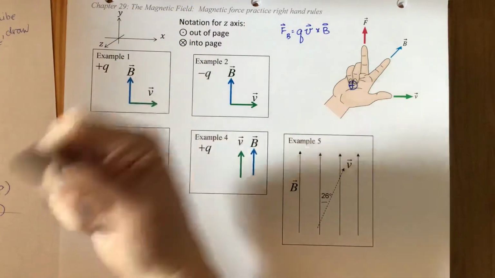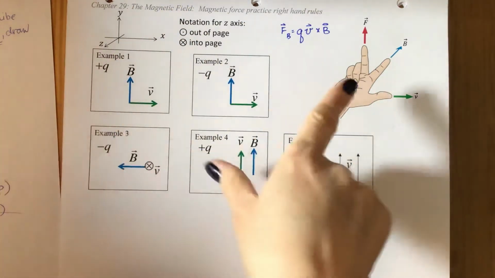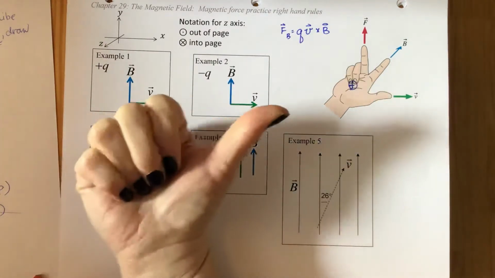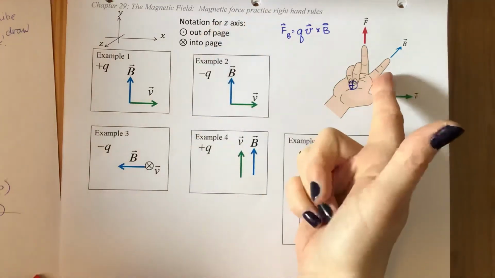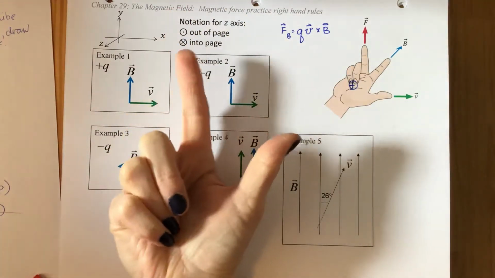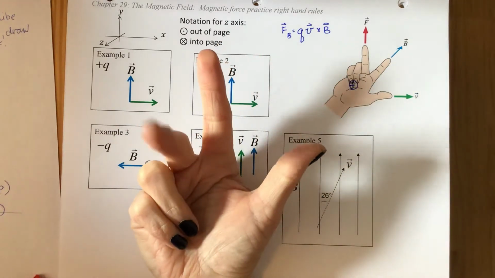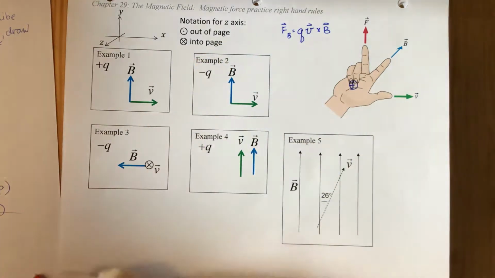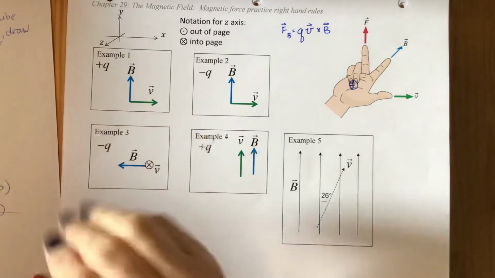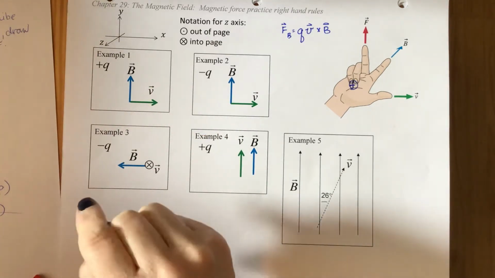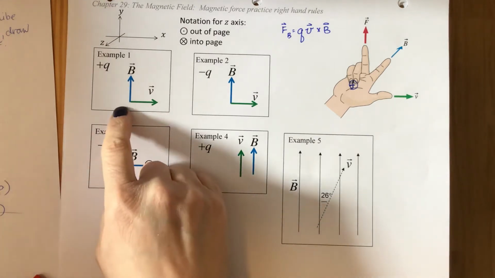When we do our right-hand rule, your thumb goes in the direction of the first vector, so your thumb goes with V. Your index finger goes in the direction of the second vector, B, and then your middle finger shows your resultant, your magnetic force. So we'll do this to find our right-hand rules. You should 100% be doing this along with me, and in fact I recommend that before I say the answer, you pause the video, figure out the answer for yourself, then come back and check it.